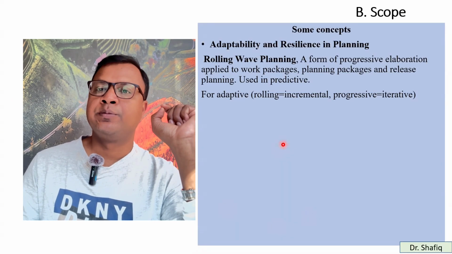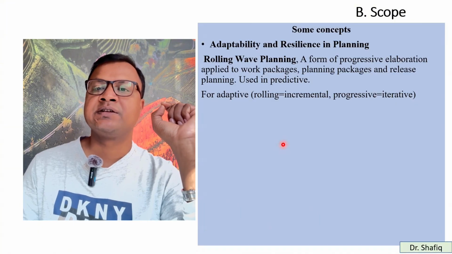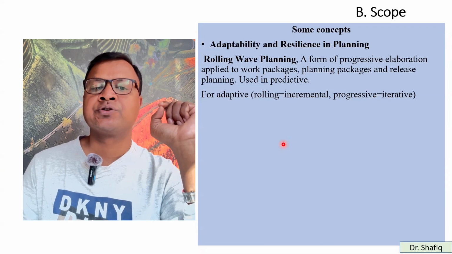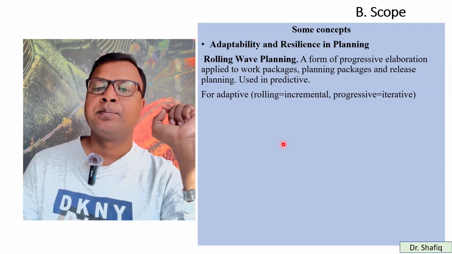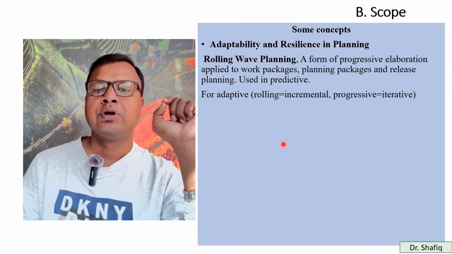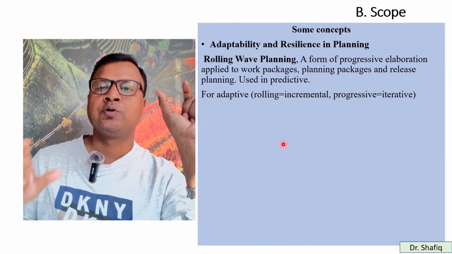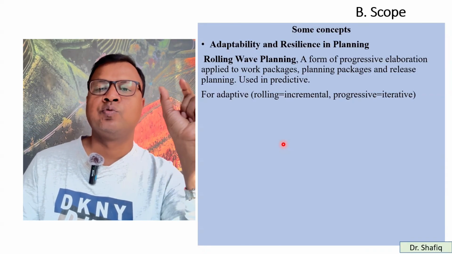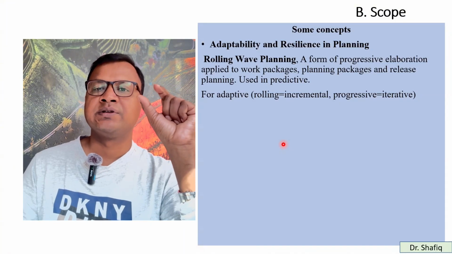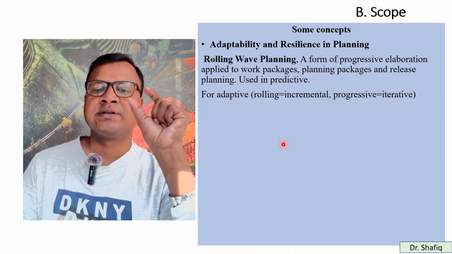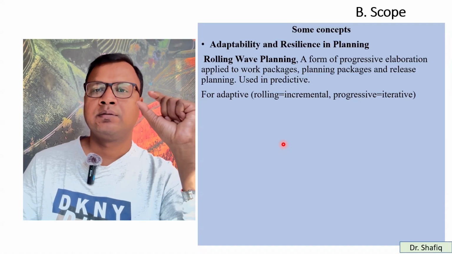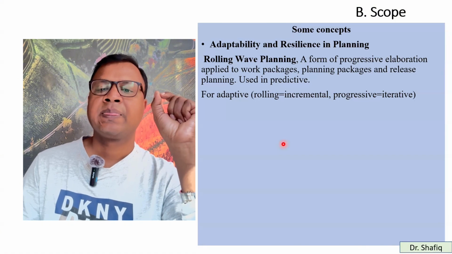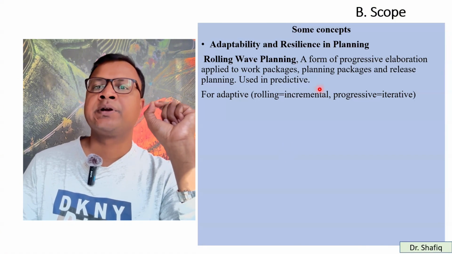Now, some concepts I will be discussing. One is adaptability and resilience in planning. Rolling wave planning is a form of progressive elaboration applied to work packages, planning packages, and release planning. So, in each iteration, there will be progressive elaboration. There will be many packages. One package is completed, then the next package, then the next, and for each package there will be a planning. So we call it rolling wave planning. This is in the predictive approach.